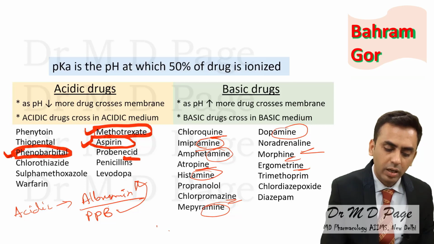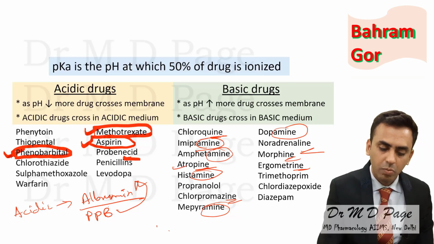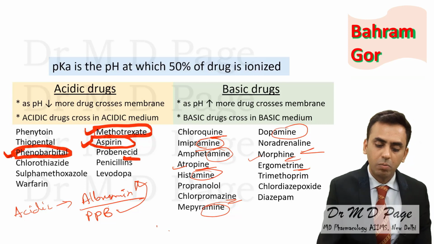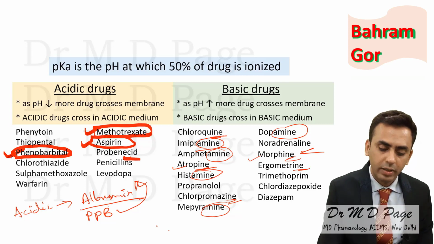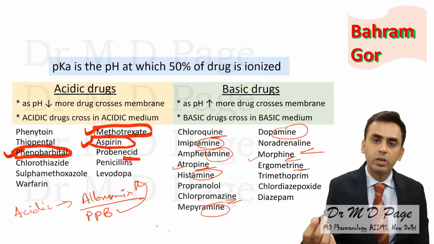Like atropine is derived from Atropa belladonna. Morphine, opium is also derived from plant. Ergotamine, ergometrin and ergot alkaloids are also derived from plant.